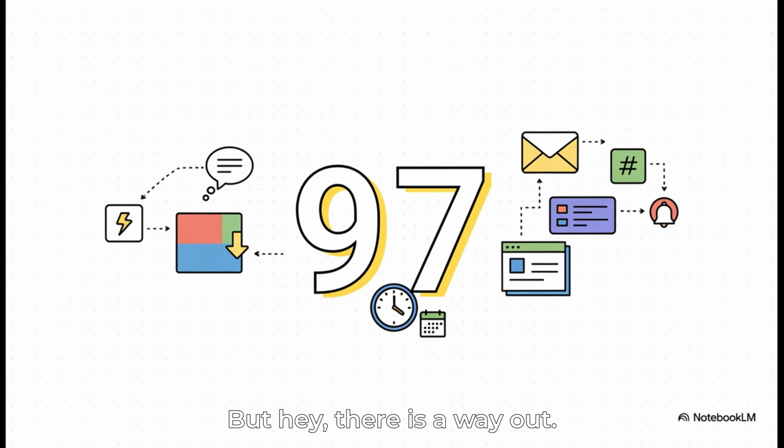But hey, there is a way out. 97. That is the average number of minutes users can save every single week by using Slack's intelligent tools and automations. Think about that. That is nearly an hour and 40 minutes of reclaimed time per person, just by optimizing how work flows through your channels. And the absolute best part, we're going to achieve all of this without writing a single line of code. No way, right? Yes way.